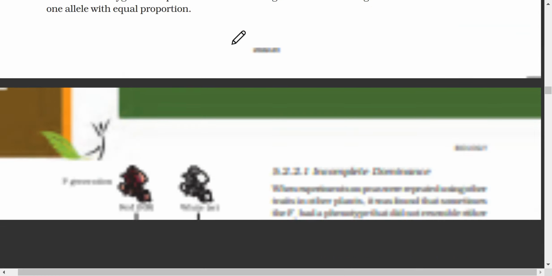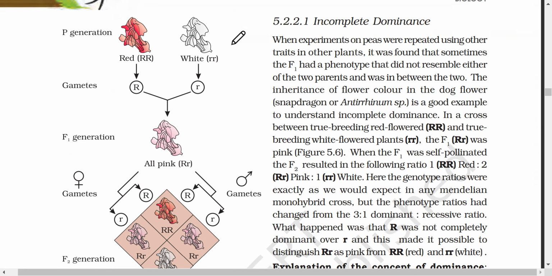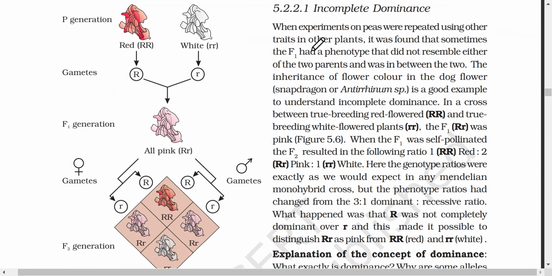जैसे अभी यहीं पे स्टार्ट हो रहा है हमारा incomplete dominance. Fine. Incomplete dominance क्या है? मतलब dominance नहीं हो रहा है पूरी तरीके से. When experiments on peas were repeated using other traits in other plants, it was found that sometimes the F1 had a phenotype that did not resemble either of the two parents and was in between the two. अब हम ऐसा phenotype देख रहे हैं offspring में जो parents के दरमियानी है. There's blending. It's not exactly like that of the parent.